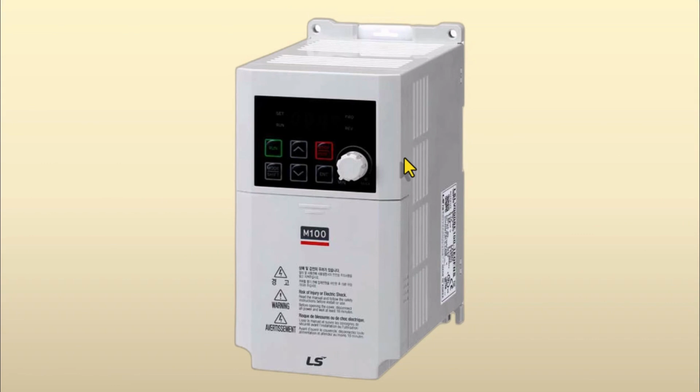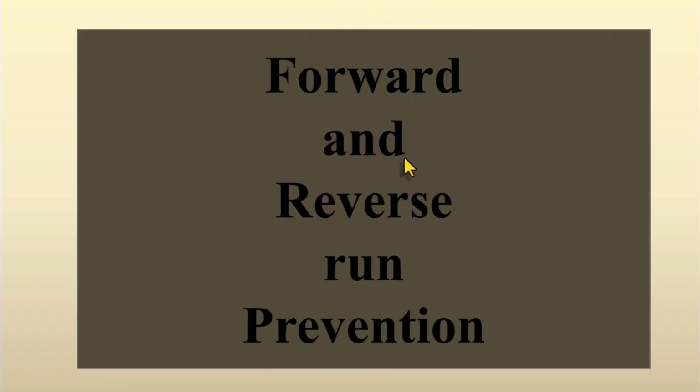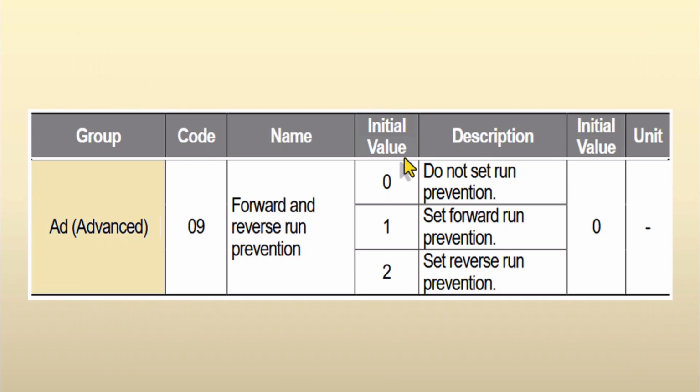Today we want to talk about one of the features of the LS brand M100 inverter. This feature is the forward and reverse run prevention. What does this feature mean? If you want to implement a rotation direction limitation on your inverter, you can utilize this feature to establish a specific rotation direction restriction for your inverter.